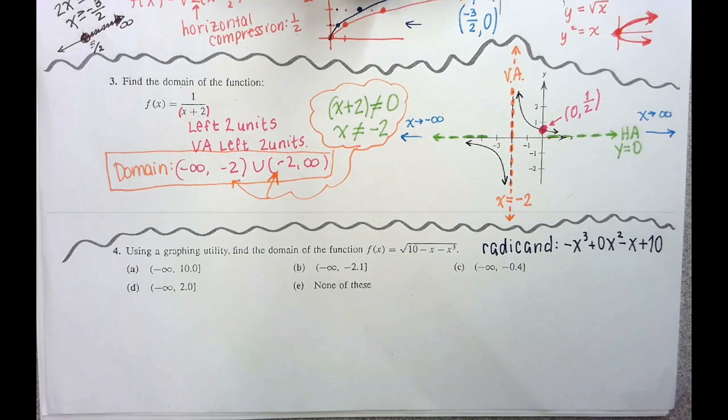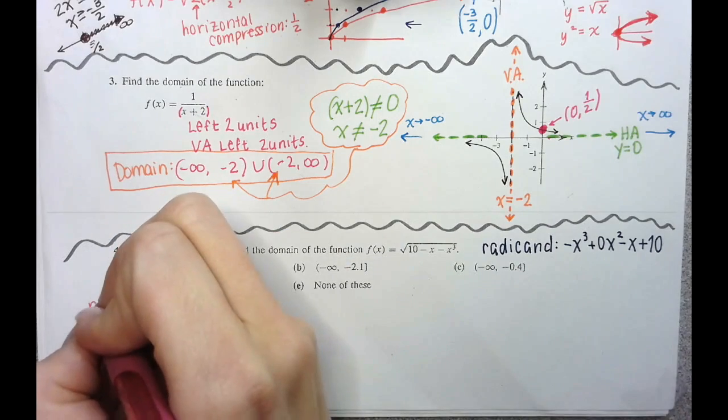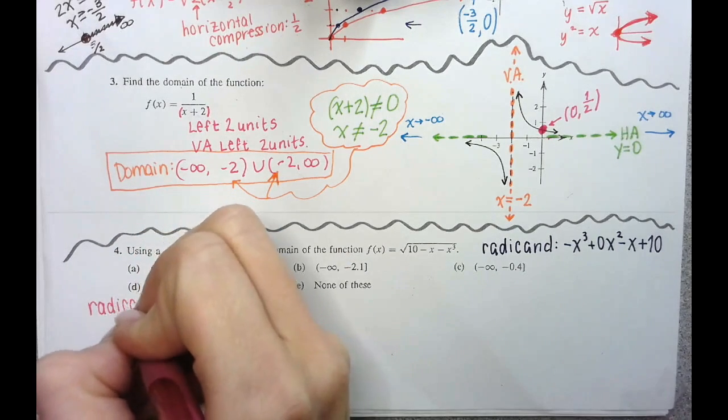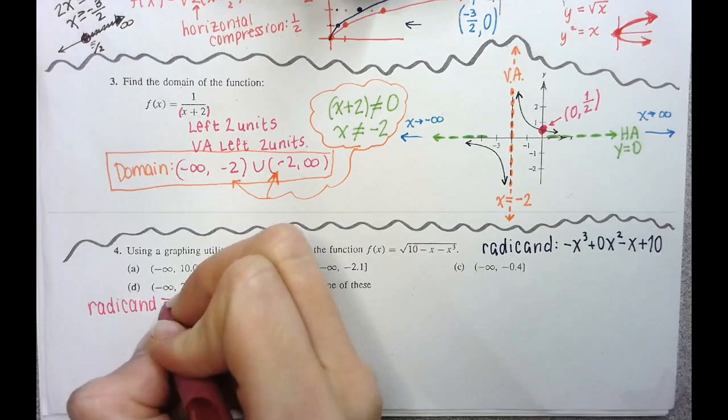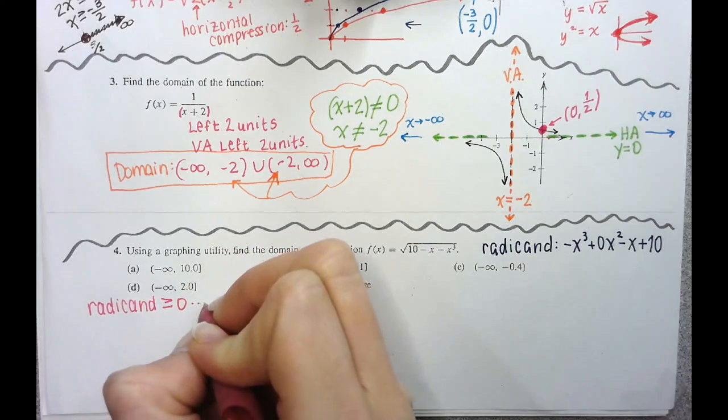I even put in a placeholder. It's negative x cubed plus 0x minus x plus 10. Well, what are we going to do here? What was the rule? The rule is that your radicand, in order for our domain to be good to go, has to be greater than or equal to 0. Well, what does that mean?